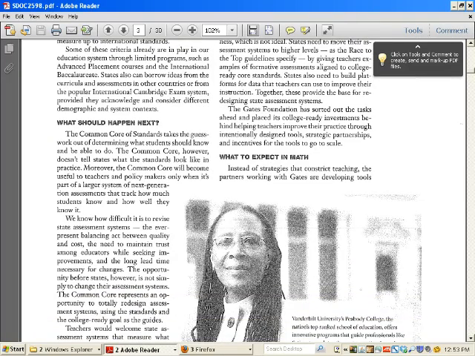So it says what should happen next. The Common Core of standards takes the guesswork out of determining what students should know and be able to do. The Common Core, however, doesn't tell states what the standards look like in practice. So the Common Core does give the states the standards, but how they should implement them and how they should look is up to the states.